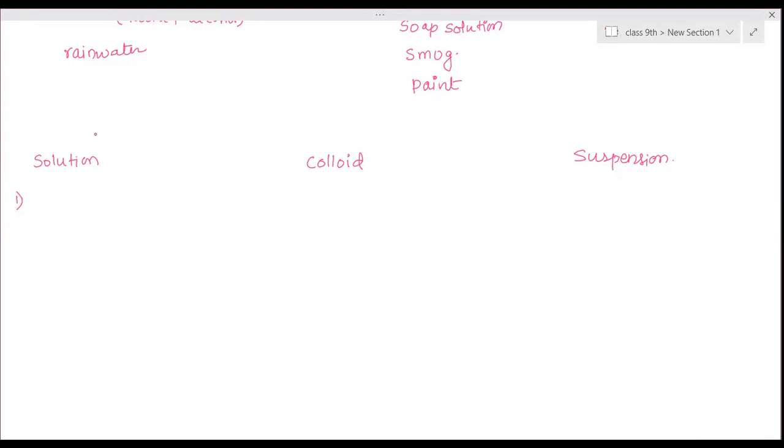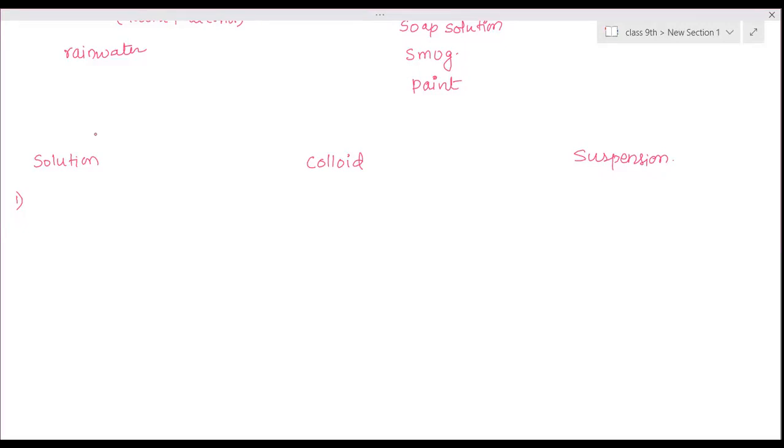Solutions are transparent. Colloids are translucent, and suspensions are turbid, opaque. Okay, so write down these points by yourself. There are 5 to 6 points, so write them down.